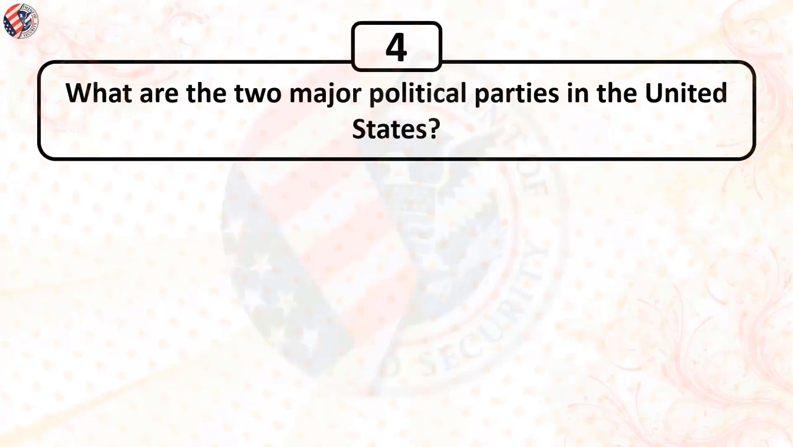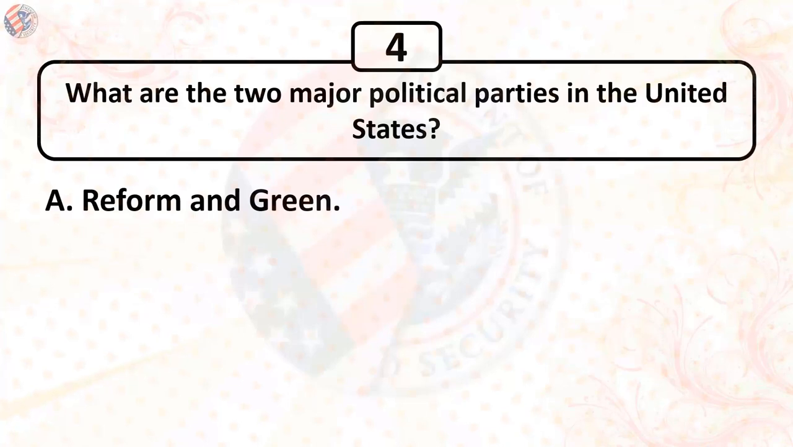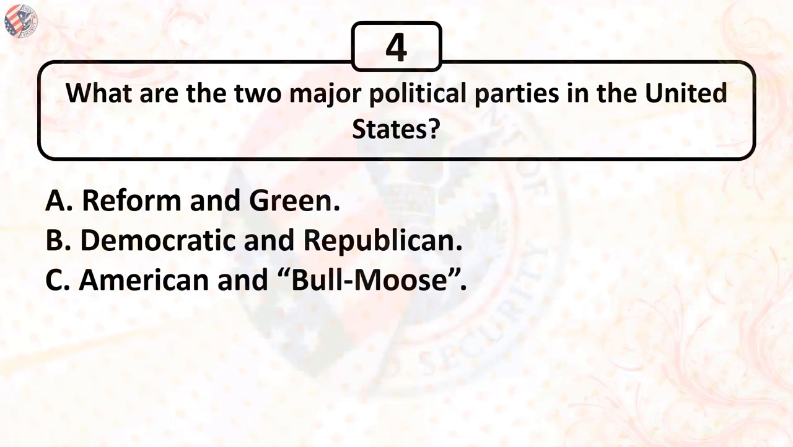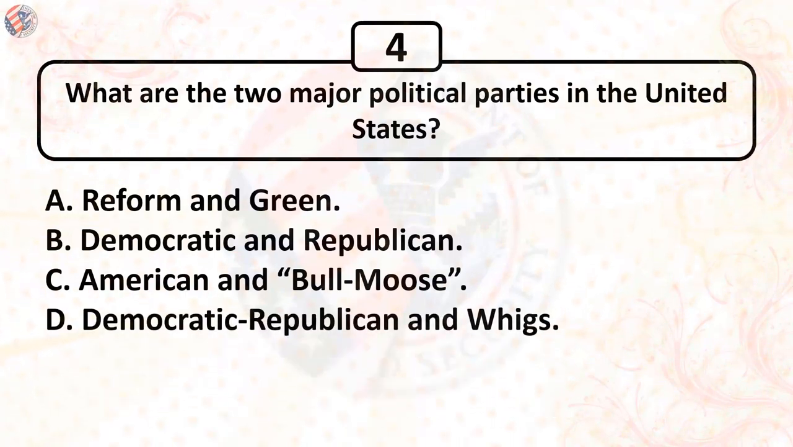What are the two major political parties in the United States? A. Reform and Green. B. Democratic and Republican. C. American and Bull Moose. D. Democratic, Republican and Whigs.